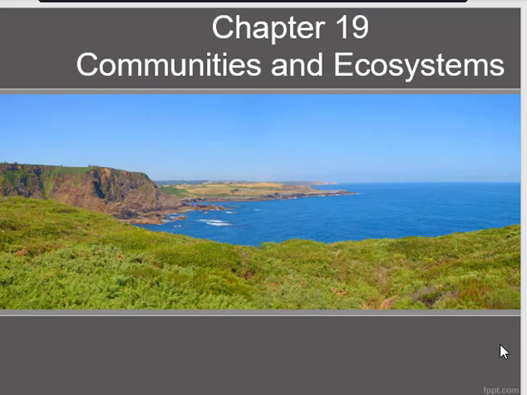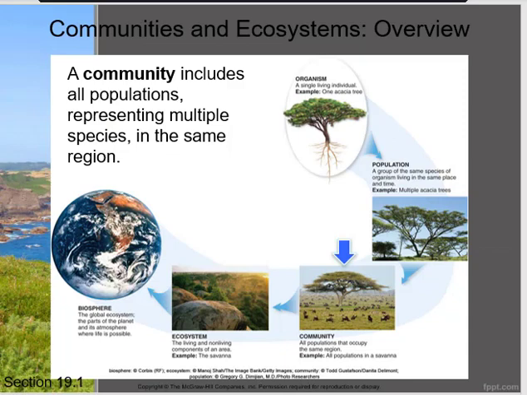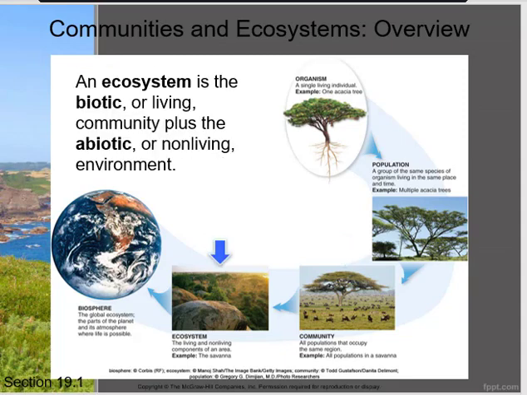Chapter 19, Communities and Ecosystems. So a community, and we've talked about this earlier, includes all populations representing multiple species in the same region. Now these are all living populations of organisms. An ecosystem is the biotic or living community plus the abiotic or non-living environment.